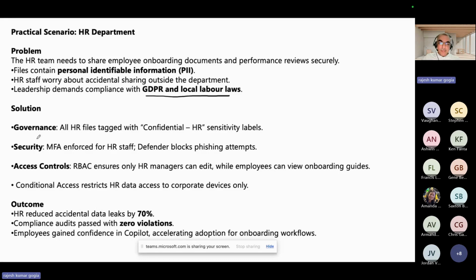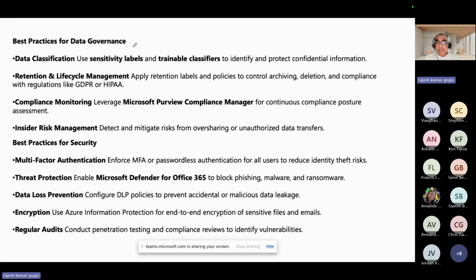So what happens? The solution says, okay, the organization has decided to tag the documents with the HR sensitivity labels, enforcing with multi-factor authentication and Security Defender blocking your phishing attempts, with the appropriate delegation and with the policies in place. So see how this becomes effective. This is where security, governance, and compliance come into the picture, isn't it?